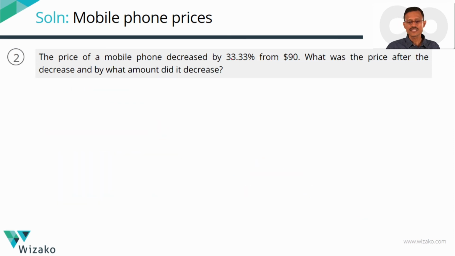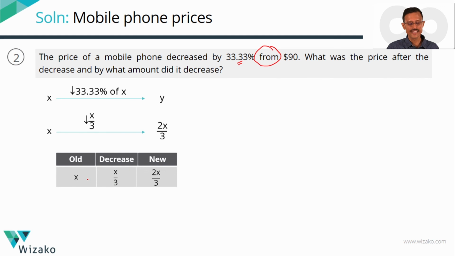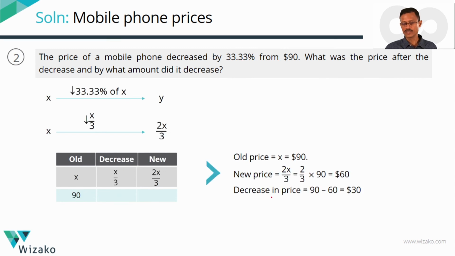Let's look at part 2. It's come down by the same 33.33%. This time from $90. This is the place where you can apply this 33.33% directly on 90, because 90 is the old price in this case. Let's quickly run through this. Process the same. It's come down by a third. So new price is equal to 2/3. So this is what our table looks like. X decreased by x by 3. So new price is equal to 2/3x. What is given is the old price. So this is equal to 90. It's very straightforward. If x is 90, a third of x is going to be equal to 30. The new price is going to be 90 minus 30, which is equal to 60. So it's come down by 30. It's come down to 60.